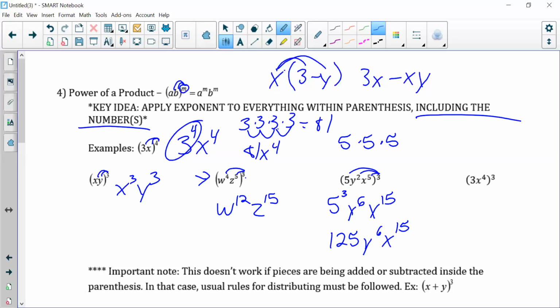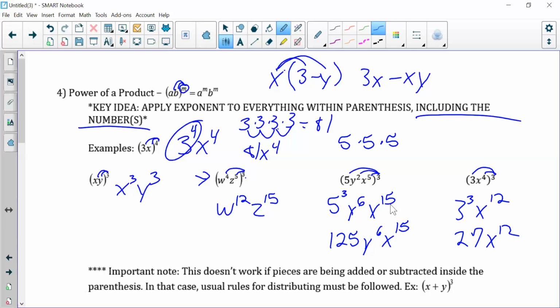All right, next, distribute this. So 3 to the third power, x to the 4 times 3 power, so x to the 12th, and 3 to the third power is 27, so 27x to the 12th.